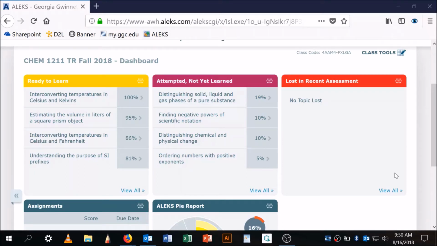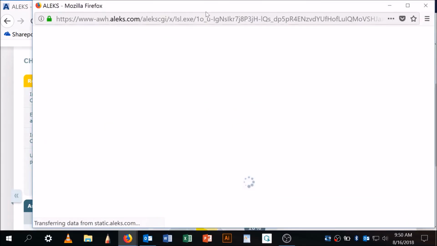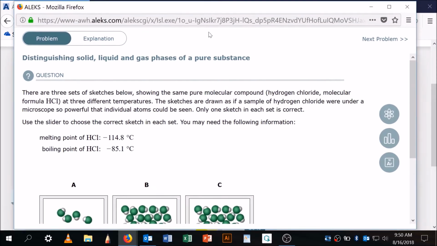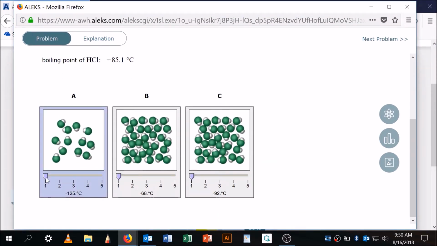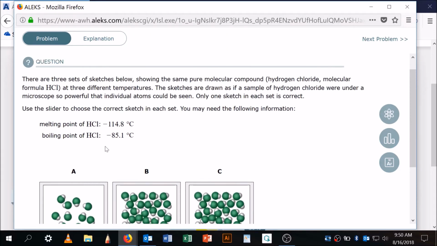Okay, as promised, here's a video on attempted, not yet learned. I'm looking at the top one, which is distinguishing solids, liquids, and gas phases of a pure substance. If I click on this, I'm just going to get a snapshot. I'm going to ultimately have to pull up the problem, I think, because I don't think I can move this. Oh, yeah, I can. Never mind. I beg your pardon. All right, this is perfect.